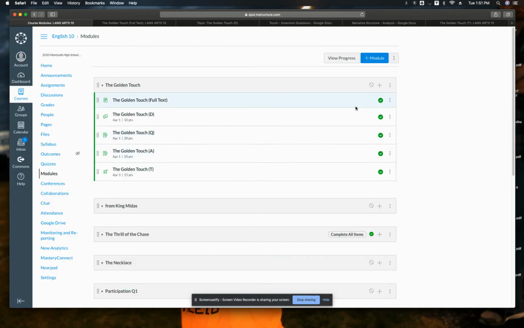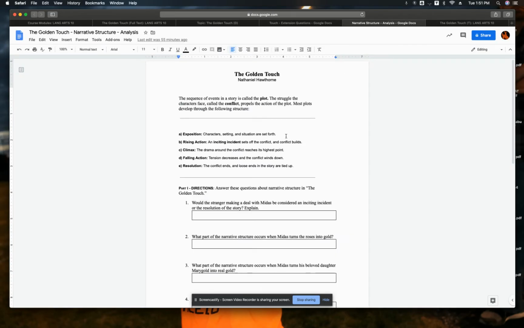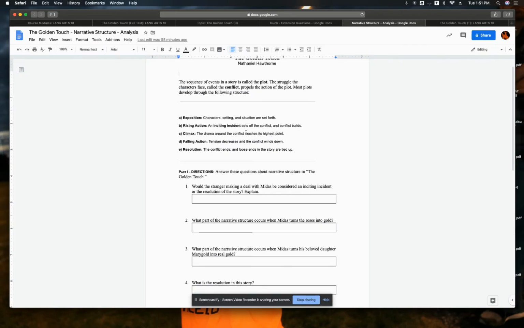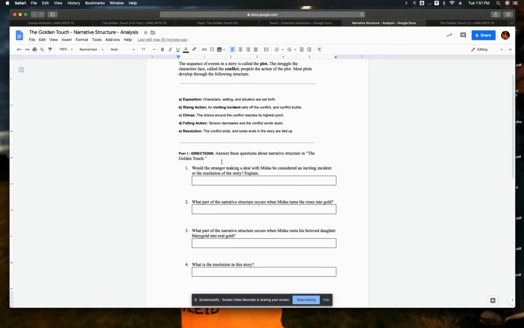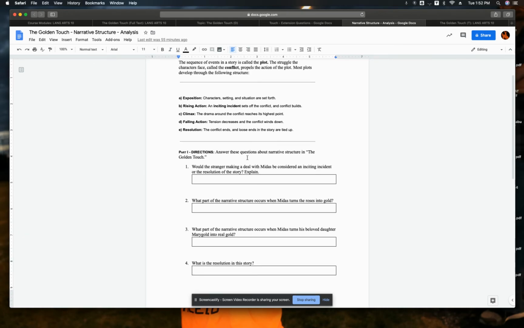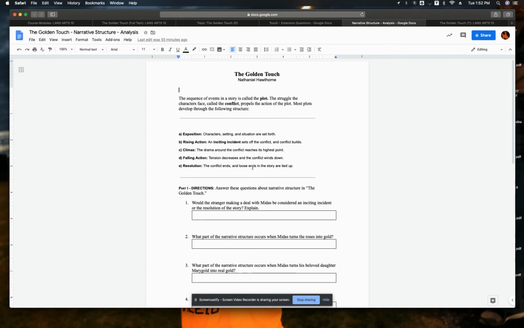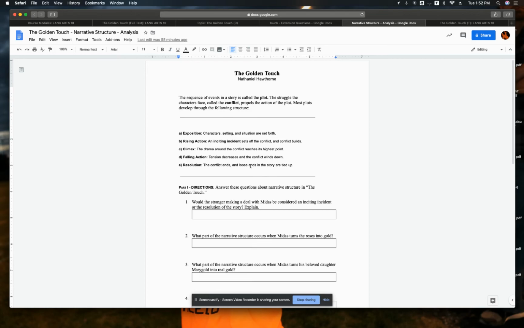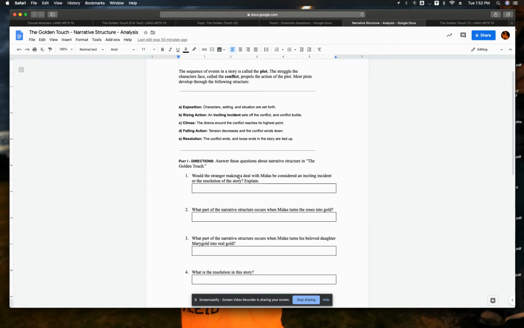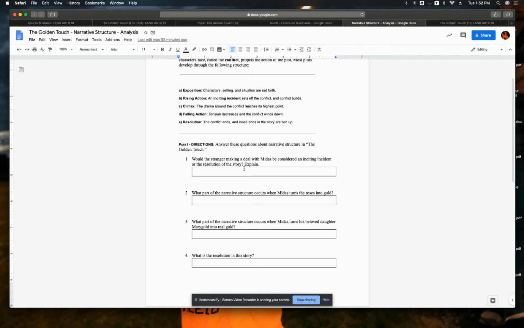Okay, then we have the analysis. Now, the analysis is going to talk specifically more about the plot structure, which we just talked about: exposition, rising action, climax, falling action, and resolution. Part 1 says, answer these questions regarding the plot structure in The Golden Touch. For an example, would the stranger making a deal with Midas be considered incident or the resolution of the story? Does it fall under rising action? Or does it fall into the resolution? Then explain your answer.